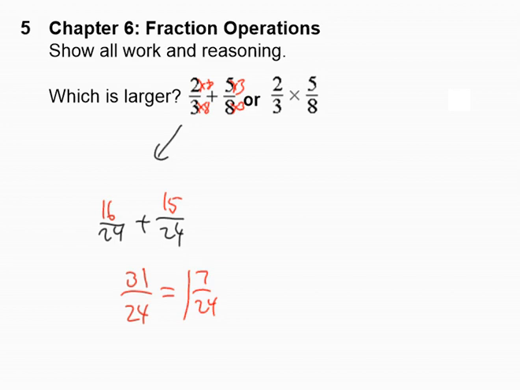The second one, we're going to multiply the numerators and multiply the denominators. We're going to get 10/24. Which is larger, 1 and 7/24 or 10/24? Obviously, a number that's greater than 1 is going to be the larger number.